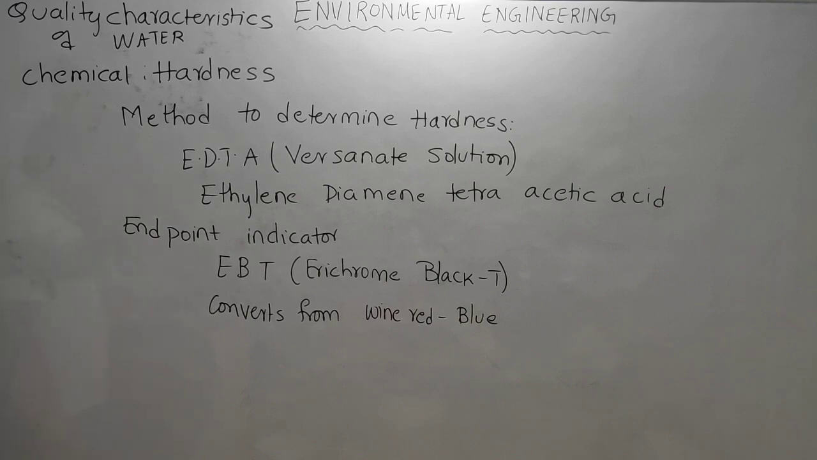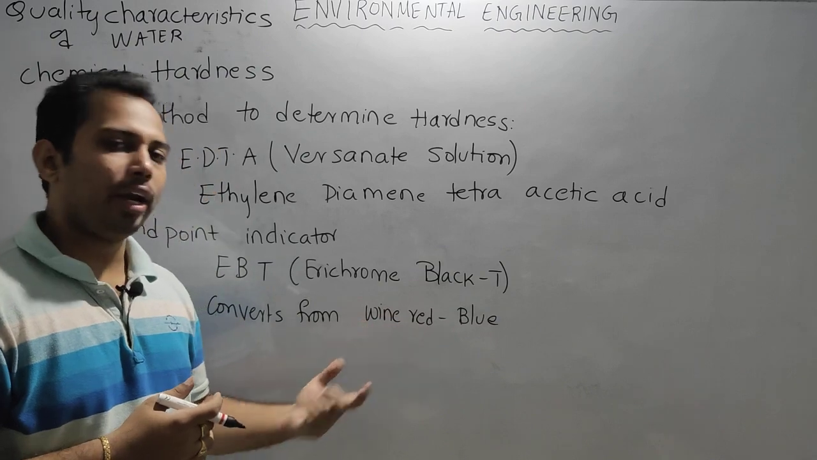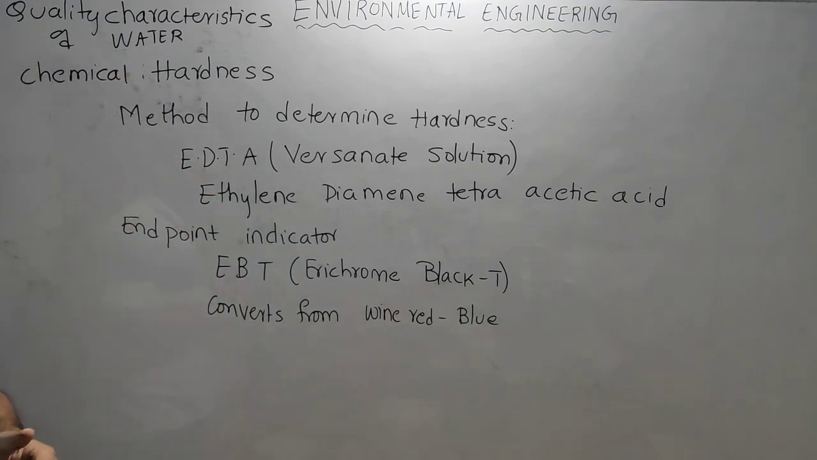When titrating with EDTA, when the color changes to blue on addition of EBT, that means there is no hardness, so the hardness is completely exhausted. When it is wine red, hardness is still present. When it converts into blue, hardness is absent.